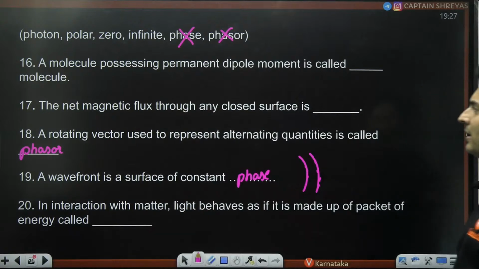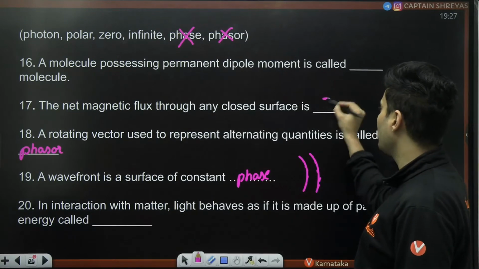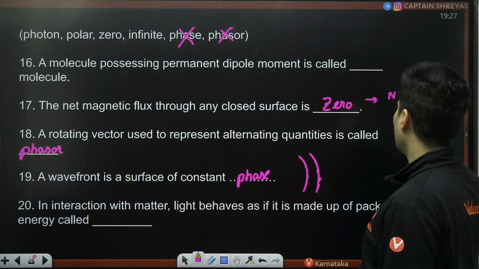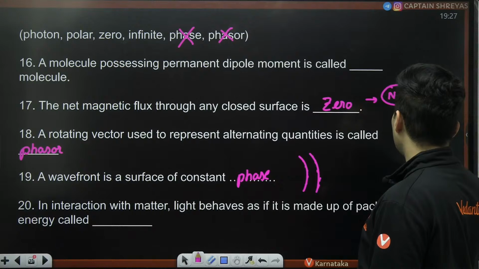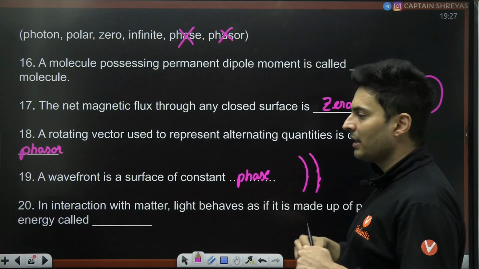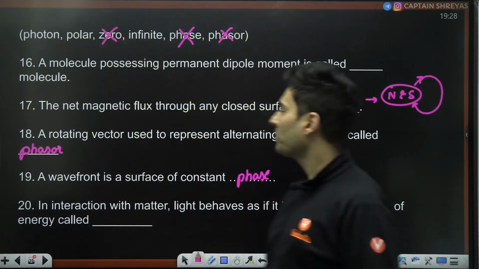All right. Then net magnetic flux through any closed surface, because this is always Gauss's law, will always be zero. This is because there is an equal amount of north and south pole. So whatever line goes out will automatically come in. So there is no net flux leaving or entering. So it is always going to be zero.